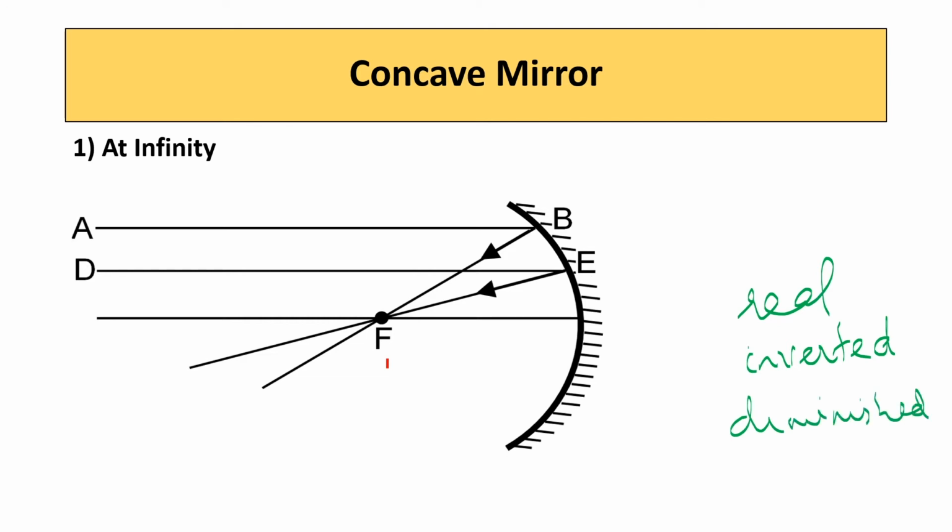Real images are obtained for a concave mirror. It is called real because this reflected ray and this reflected ray actually meet at this point. It is real. That is why it is called real image. Real images can be obtained on a screen, and always you will get the real image in front of the mirror.